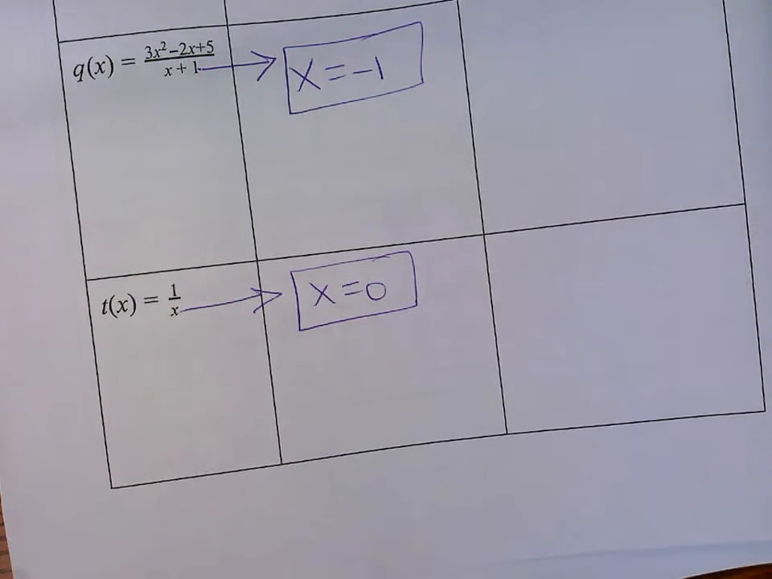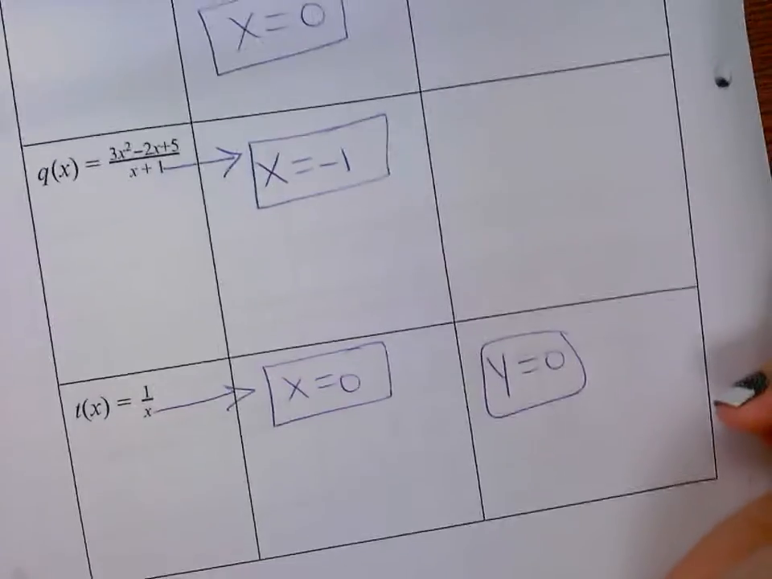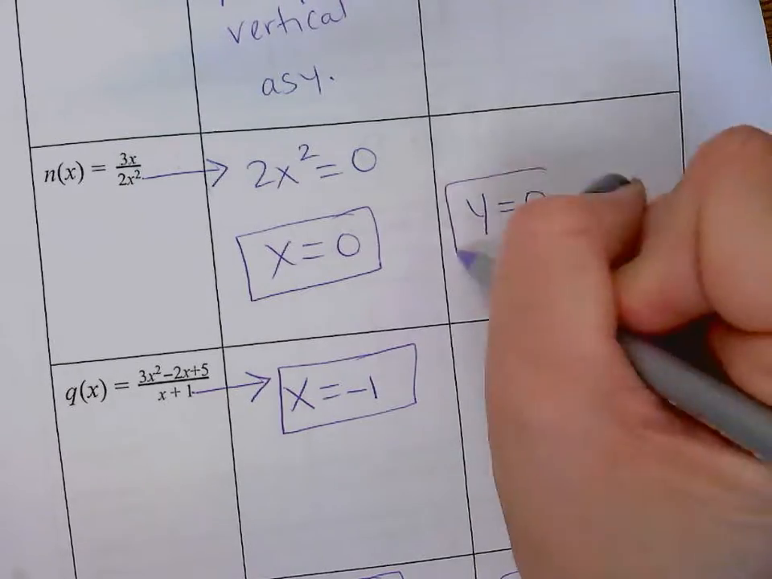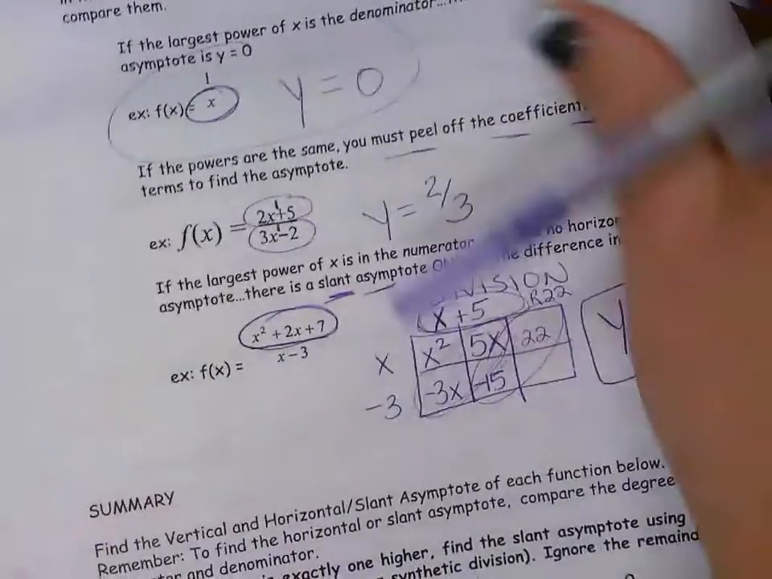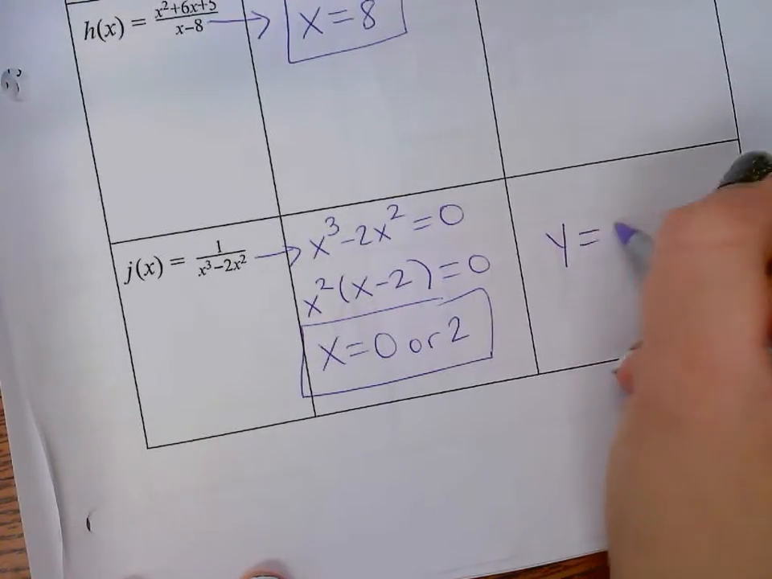Okay, so I'm just going to write in, this one should have been y equals 0, the 1 over x. This one should have been y equals 0, because you had 2x squared in the denominator. Let's see, on the front page, we already did g of x, so the other one is this one, y equals 0, j of x.